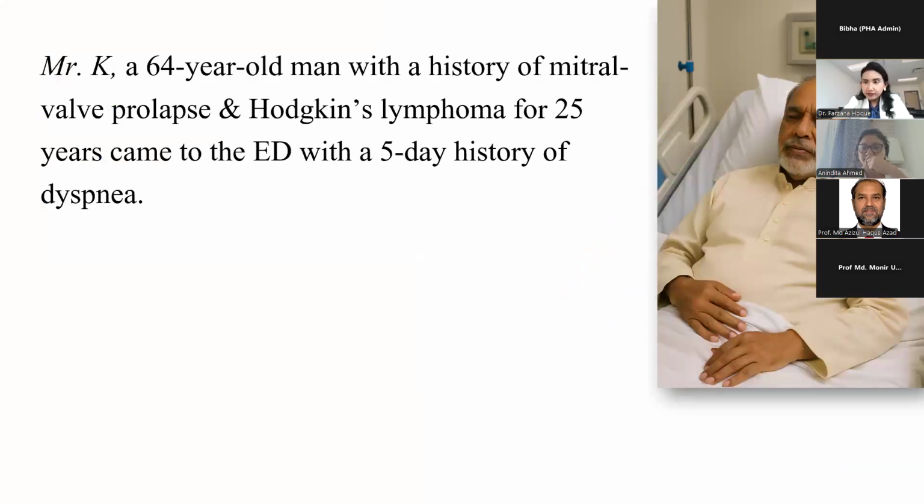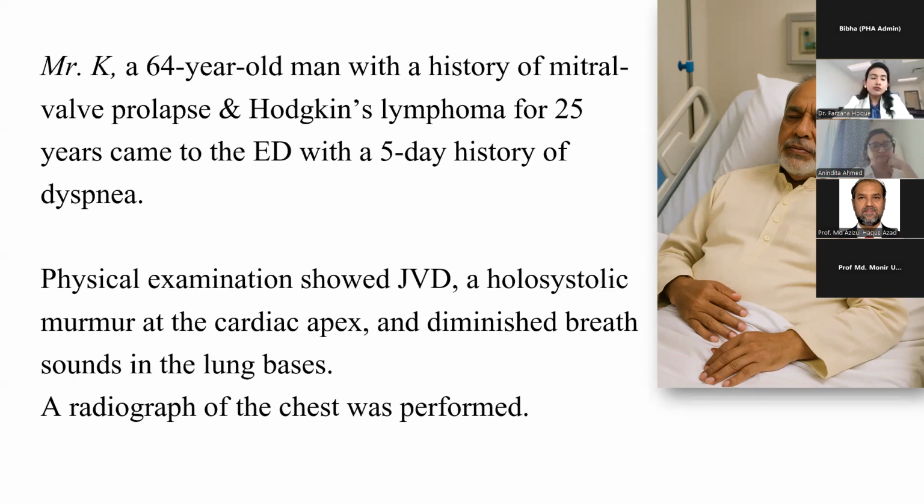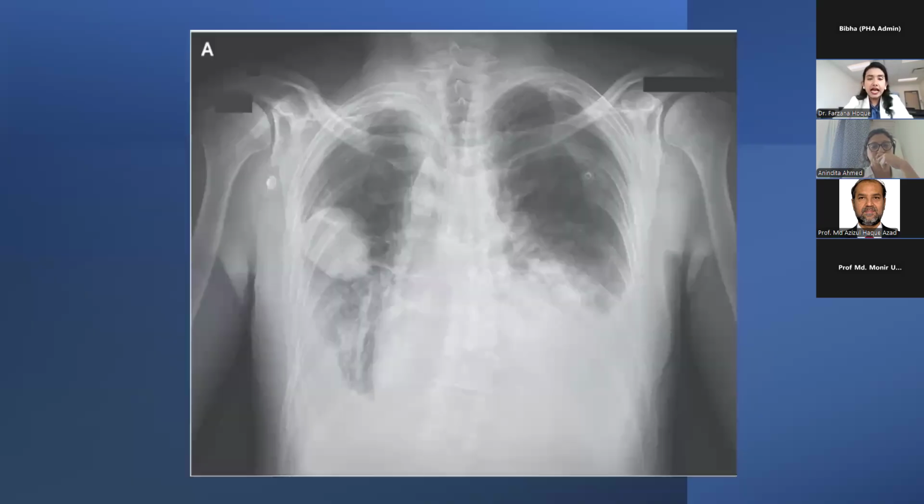This is Mr. K, a 64-year-old man who has a history of mitral valve prolapse and Hodgkin lymphoma for 25 years. He came to the ER with a 5-day history of dyspnea. You did a physical exam, which showed JVD, a holosystolic murmur at the cardiac apex, and diminished breath sounds in both lung bases. Then you ordered a chest X-ray. And here is the chest X-ray.